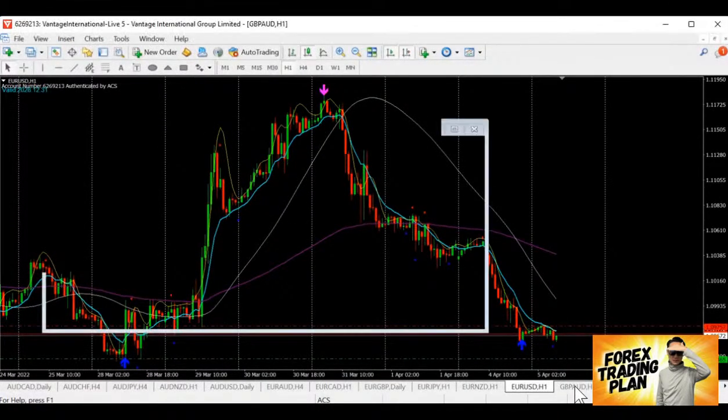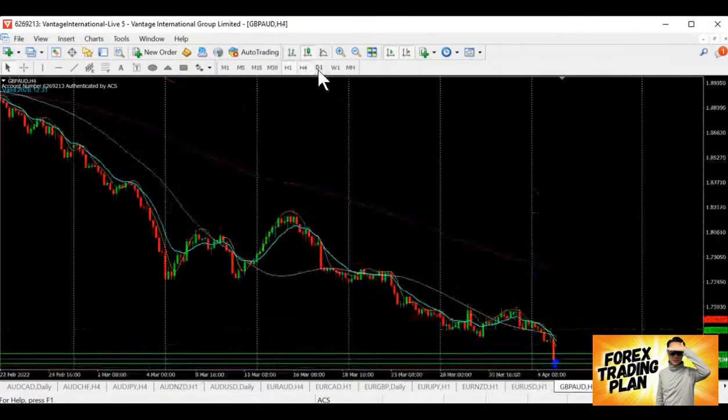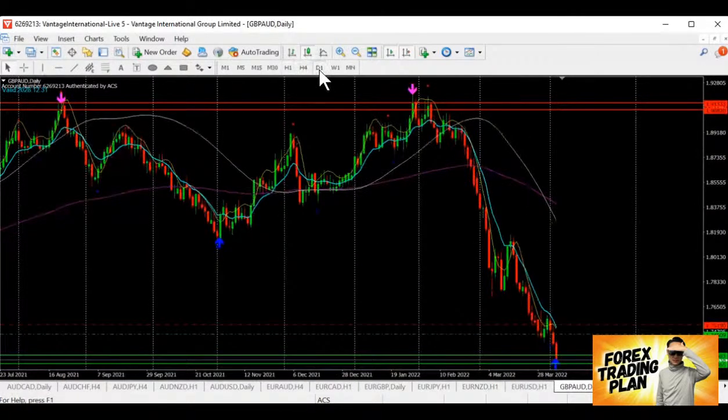So pound Aussie. Let's see pound Aussie. Pound Aussie is the same. It went deep down into the bull zone, and I'm not going to do this. I'm going to skip this.